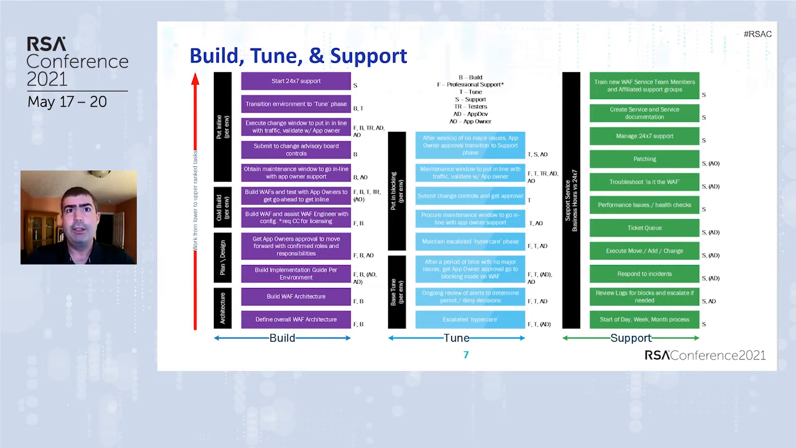Now, I know this slide is really cramped, and if you are interested in this build, tune, support methodology, I suggest that you simply download the slides, and please feel free to reach out with any questions. But the idea is that you assign a resource to either the build, the tune, or the support team. And you start at the bottom and you build your way up. Once you reach the top of a certain phase, that WAF is going to transition to the next phase.